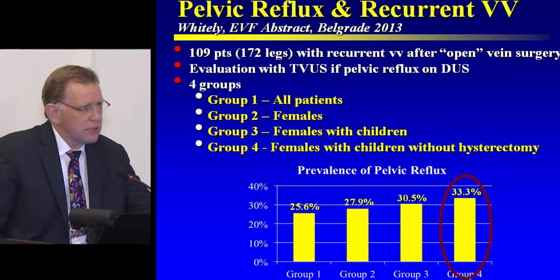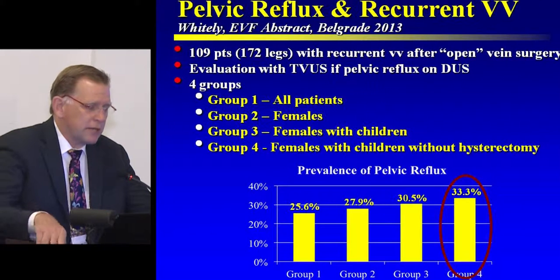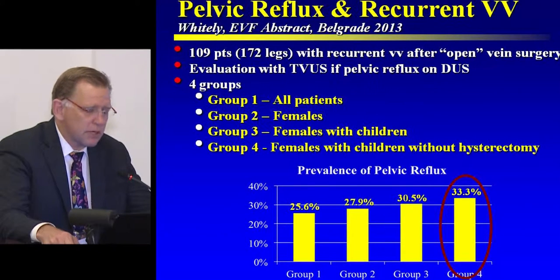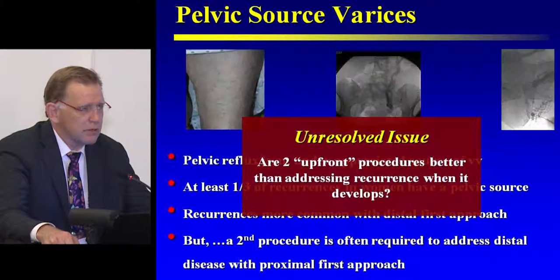So the question arises, should that be treated first, or is it enough to just wait for the recurrence? And I don't think that's answered. It's clear that pelvic reflux is an underappreciated source of varicose veins, and at least a third of recurrences in women have a pelvic source.